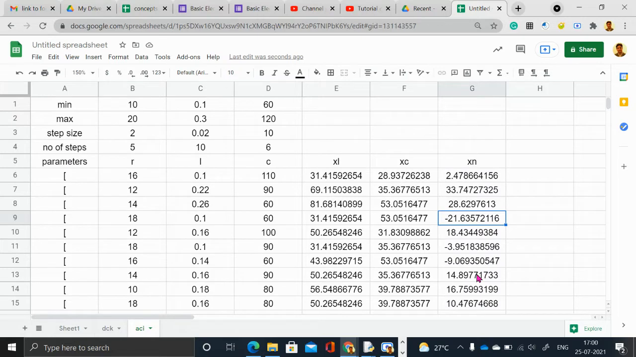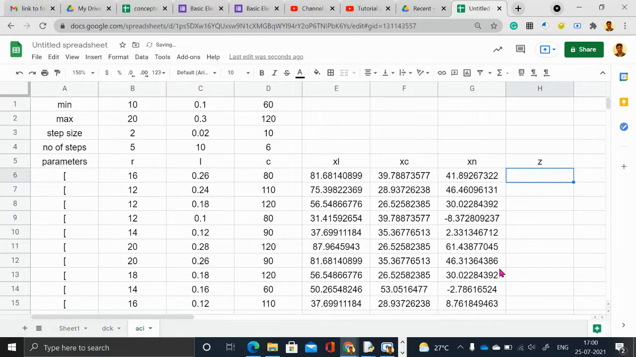Okay. Now, what is the impedance? Let's call it Z. Impedance is nothing but resistance and reactance, both. I have to simply combine them. So if you know the formula, it is the square root of R square plus X square. Like this, I can calculate the impedance.